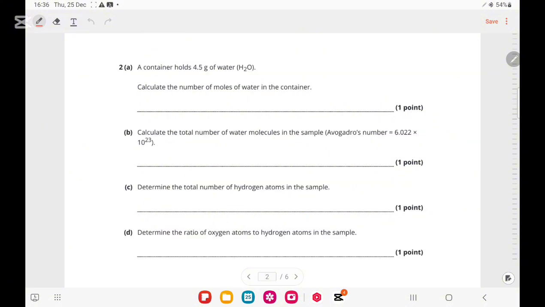Okay, so in question number 2, they have given us the mass of water, which is 4.5 gram, and we have to find out the mole. Formula is mole is equal to mass by molar mass, and mass is 4.5 here, and molar mass comes out to be 18.016, and that comes out to be 0.250.